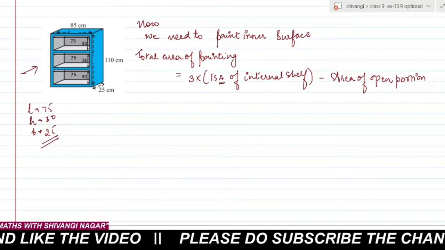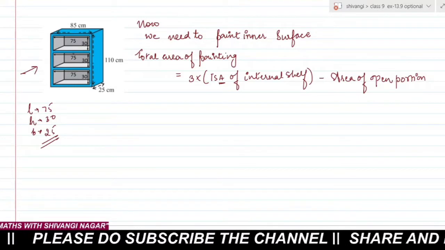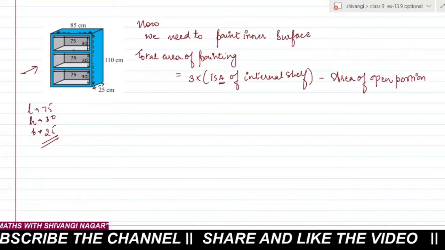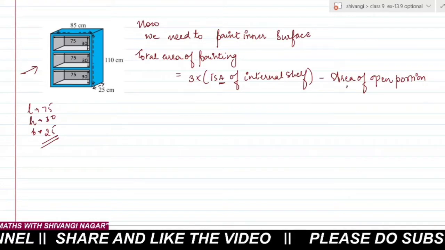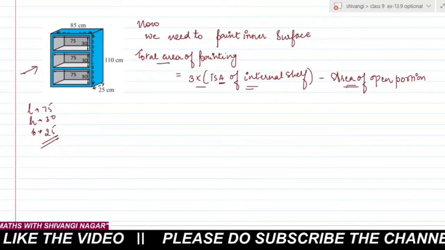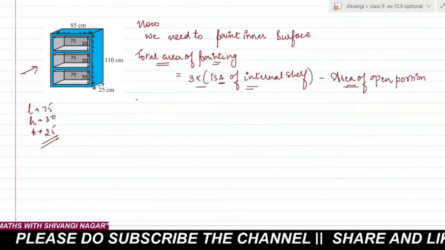But if you see here, this front surface is what? It is open, there is no front surface, right? So we have to eliminate that open portion. So if we subtract the area of the open portion from 3 times the total surface area of the inner shelf, can we get the total area of the painting part? Yes, we will get. So let's put all the values.